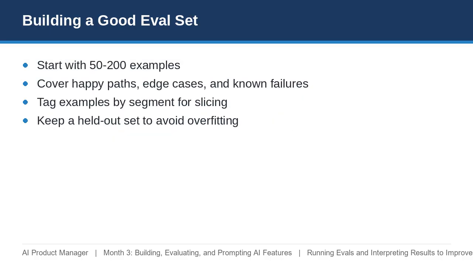A good eval set needs enough examples to detect real differences, typically 50 to 200 to start. Cover the happy paths, the edge cases, and known failure cases. Tag examples by language, query type, or difficulty so you can slice results later. And hold out a set you never tune against, so you don't overfit your prompts to the test.